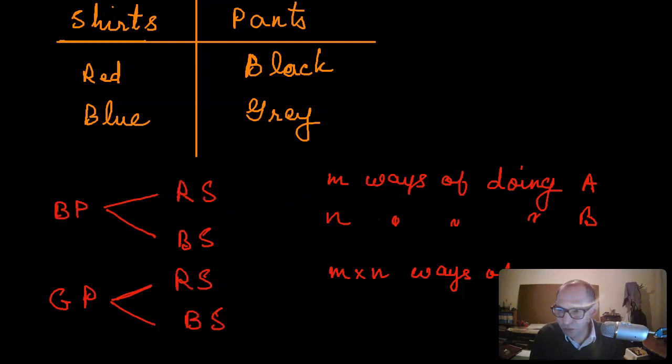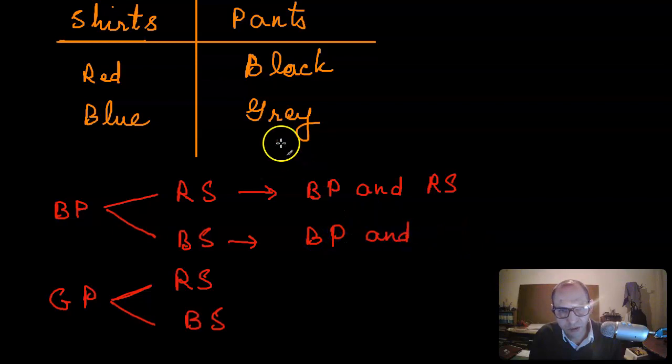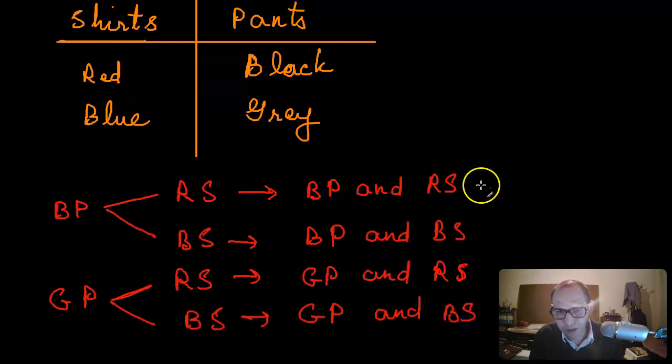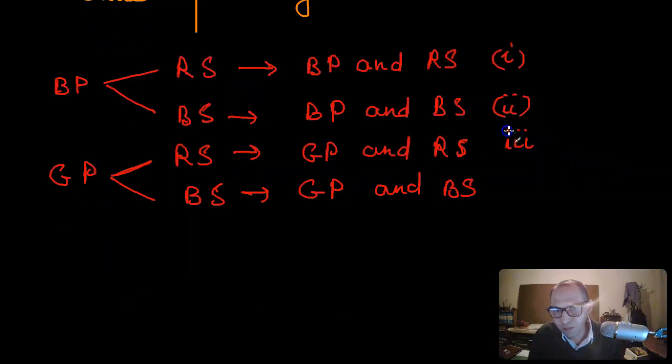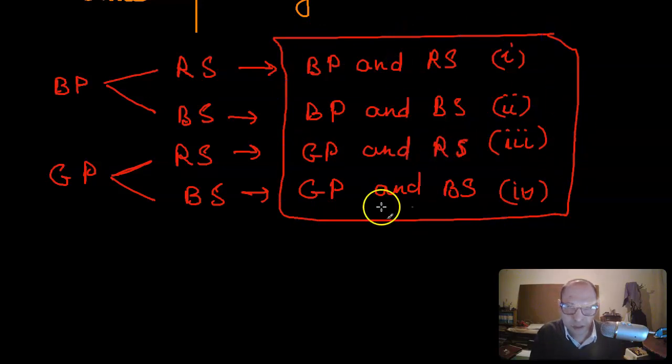So this combination over here would be the black pants and red shirt. This combination over here would be the black pants and the blue shirt. This combination over here would be the gray pants and the red shirt. This combination over here would be the gray pants and the blue shirt, right? So you have these one, two, three, and four different cases.